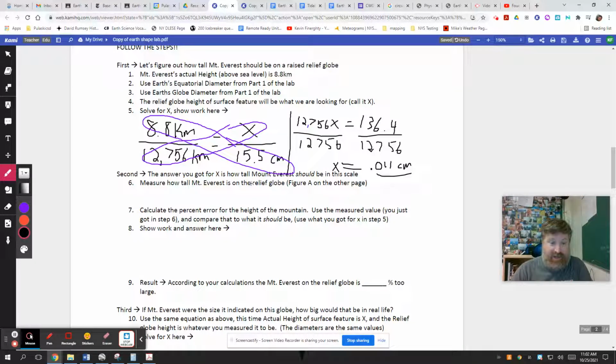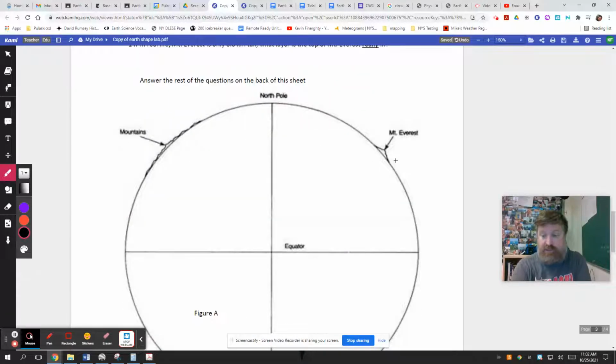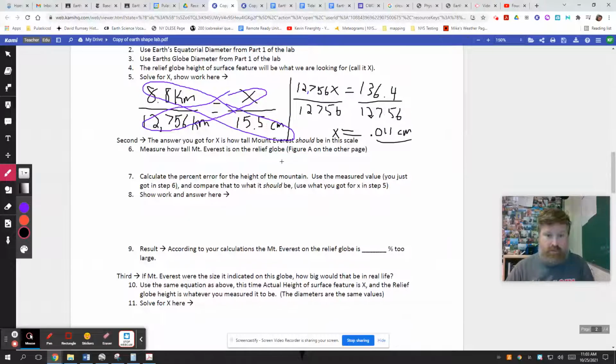Tiny, tiny. So, how far off is this globe then? If we measure Mount Everest on that globe, I've got it at 0.3 centimeters. We'll just chuck that in here, 0.3 centimeters. So percent error is something that used to be in the earth science course. They've taken it out. Now it's only in chemistry. But it's basically how far off are you as a percentage.